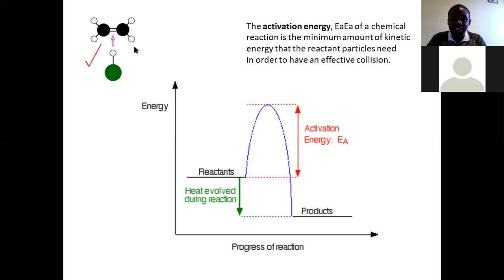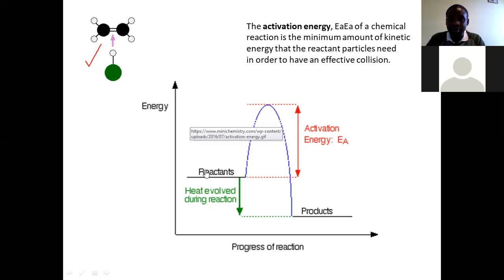So in this figure, you can see how the reactants are coming to each other. This is the proper orientation, where this molecule is facing the bond here. It is going to break the bond between these two atoms, and then it is able to form new products. So if this orientation is not attained, then a successful reaction cannot occur. What is activation energy? Activation energy is the minimum amount of kinetic energy that the reactant particles need in order to have an effective collision.